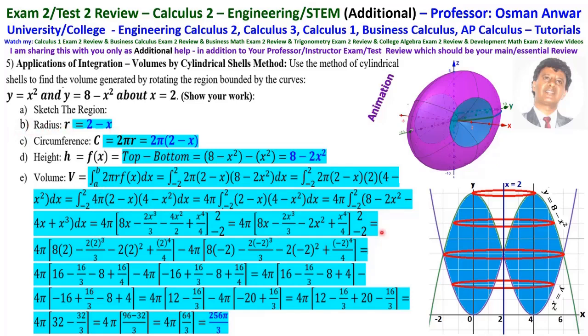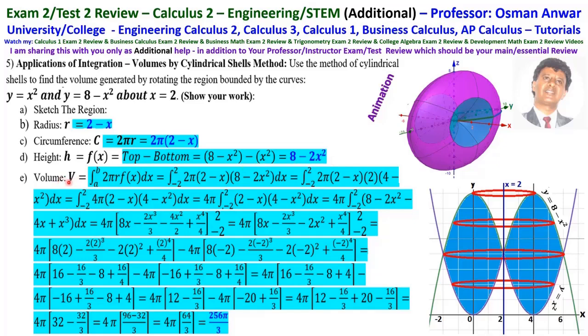Since we are rotating it around x equals 2, the radius is 2 minus x. So that's the radius. Then we're going to need the circumference. The circumference is 2 pi r, which is 2 pi times (2 minus x). Then we're going to need the height, which is f of x, the top curve minus the bottom curve, which is 8 minus x squared minus x squared, which is 8 minus 2x squared.